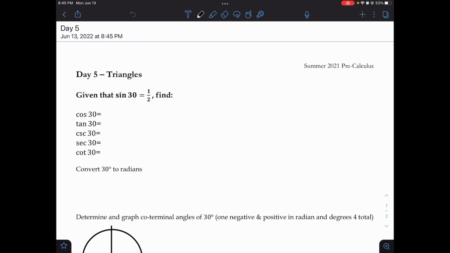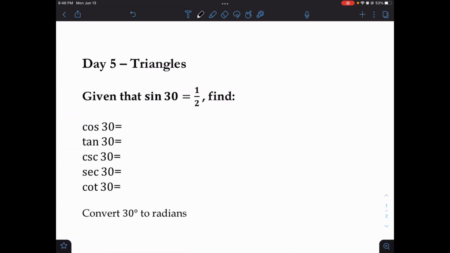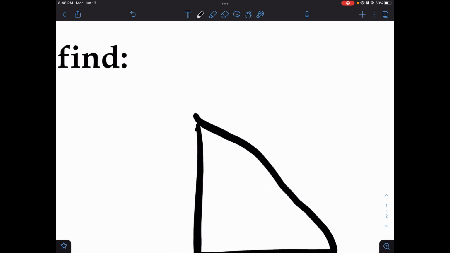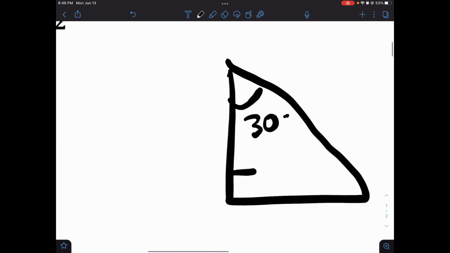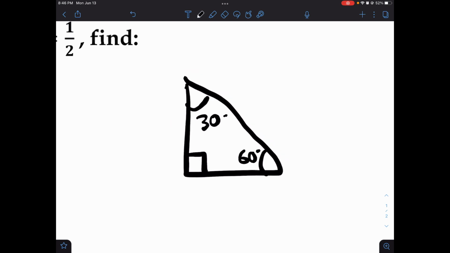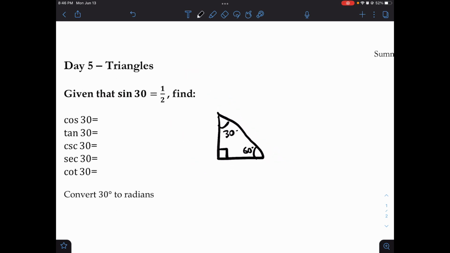Okay, so let's get started. Given that sine of 30 is equal to 1/2, find all of these right here. So first, let me draw a right triangle. So we know that one angle is 30, and we know that this is 90, meaning this is 60. So this is our special triangle, 30, 60, 90.